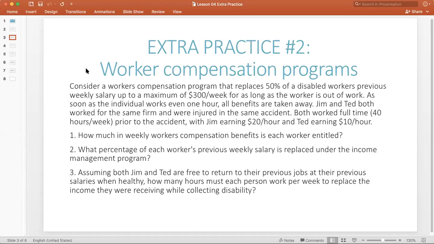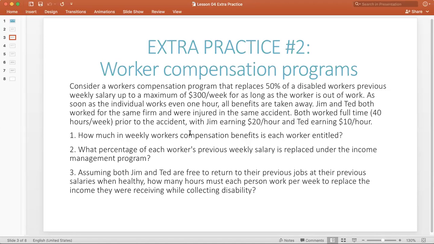That was number 1. Number 2 was worker compensation programs. So consider a workers' compensation program that replaces 50% of a disabled worker's previous weekly salary up to a maximum of $300 a week for as long as the worker is out of work. As soon as the individual works even 1 hour, all benefits are taken away. Jim and Ted both worked for the same firm and were injured in the same accident. Both worked full-time, 40 hours a week prior to the accident, with Jim earning $20 an hour and Ted earning $10 an hour. So how much in weekly workers' compensation benefits is each worker entitled?